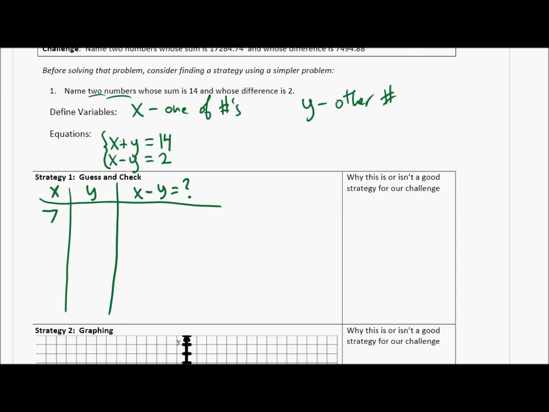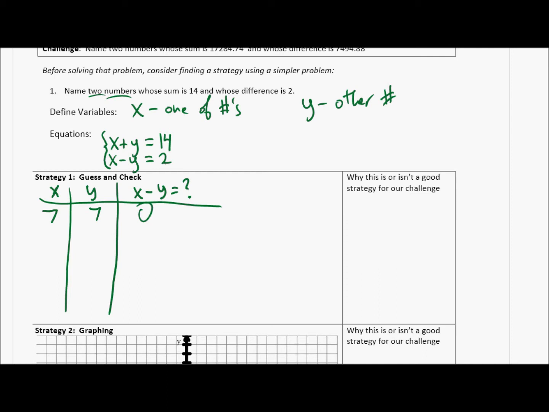So now I'm going to use the top equation. 7 plus what equals 14? Well, 7 plus 7 equals 14. Notice by picking this 7 and this 7, I've made the top equation true. Now all I have to check is whether or not I'm also making the bottom equation true. So X minus Y, 7 minus 7 is 0. I was supposed to get 2, so that didn't work.